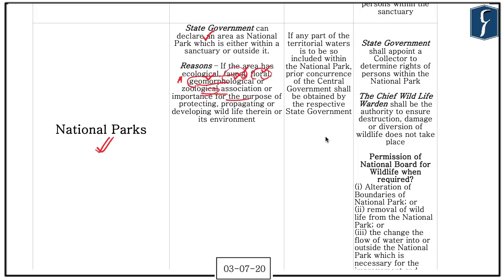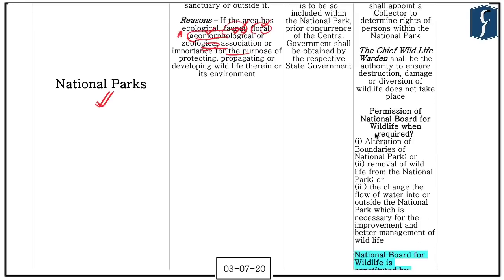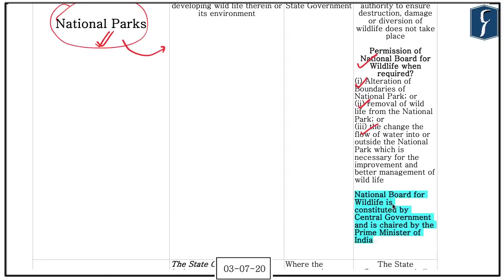Now all the details can be read in the PDF. I am just highlighting the important aspects, and that is the involvement of the National Board for Wildlife. Now you have to remember one thing, that declaration is unilateral by the state government. But once a state government has declared an area or territory as a national park, any further alteration or removal or change of any kind shall have to be approved by the National Board for Wildlife. And you know that the National Board for Wildlife is constituted by the central government, and it is a very high powered committee because it is chaired by the Prime Minister.